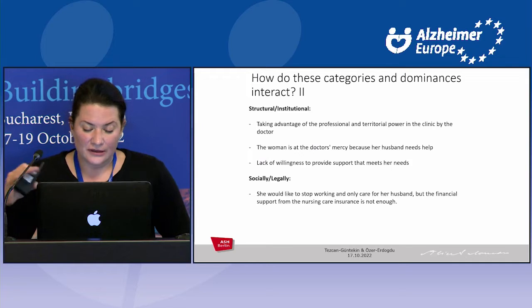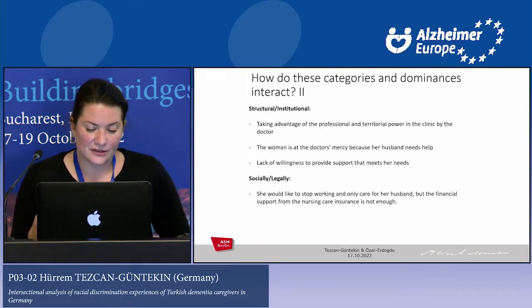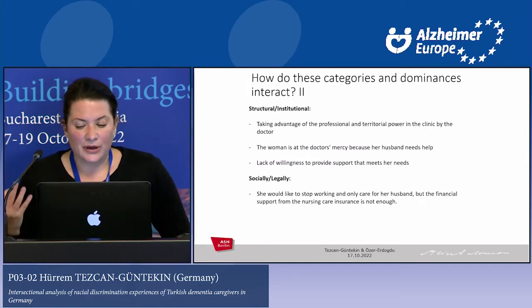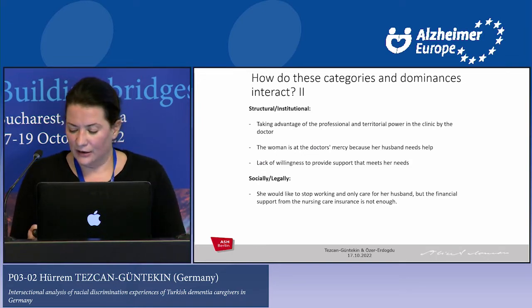If we look at the social or legal level, we see that she would like to stop working. She told it a few times, but the financial support from the nursing care insurance is not enough to manage this with 3 teenage kids and a household.